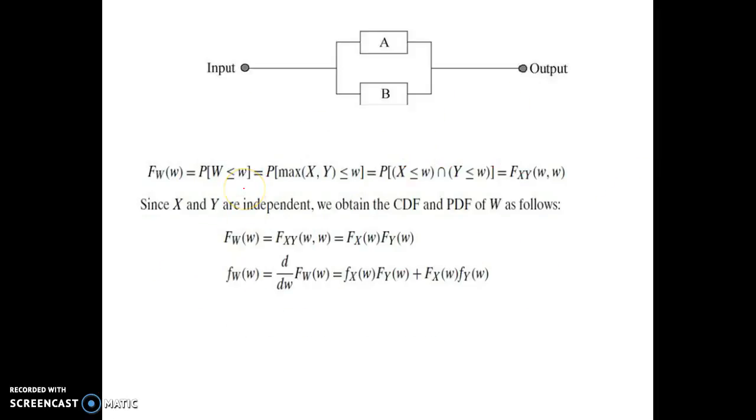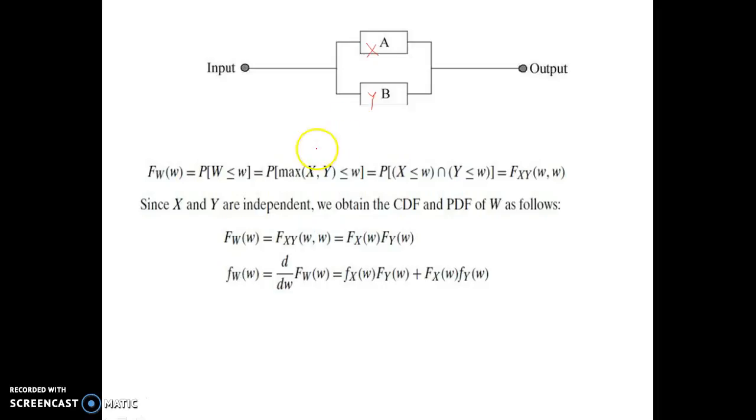Similarly, there exists the maximum of two independent random variables, and this concept can be used to model the reliability of two systems connected in parallel. If A and B are two systems connected in parallel and X represents, for example, the reliability of system A and Y represents the reliability of system B, then the reliability of the overall system will be given by the maximum of these two components. Since if one component fails, the other component, if it works, the system will still work. So the maximum of the two reliabilities will be the overall reliability of the system.